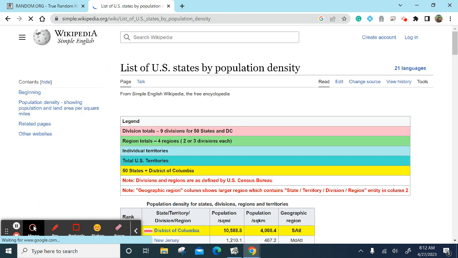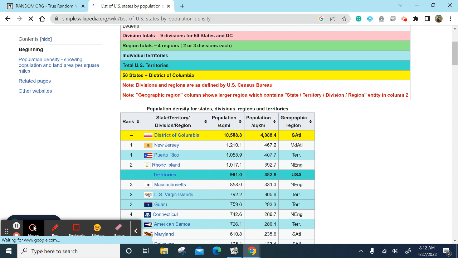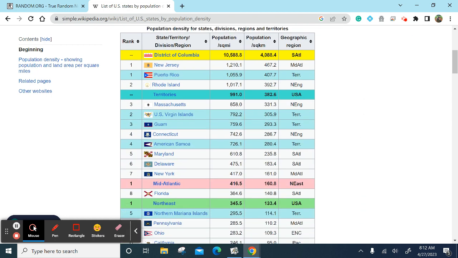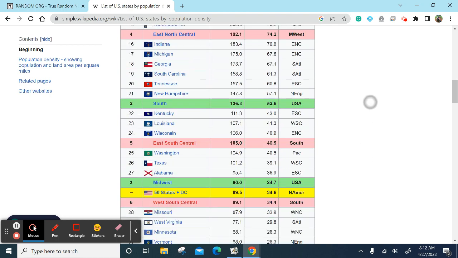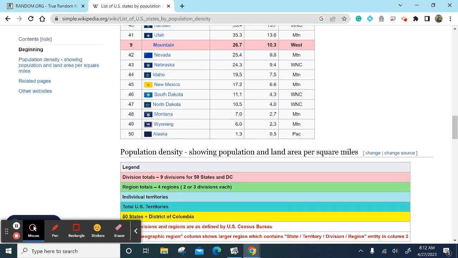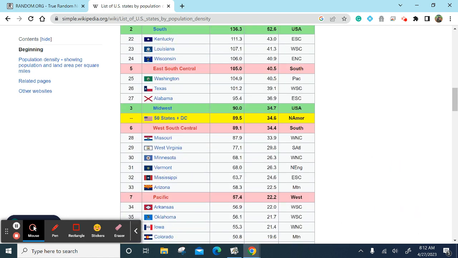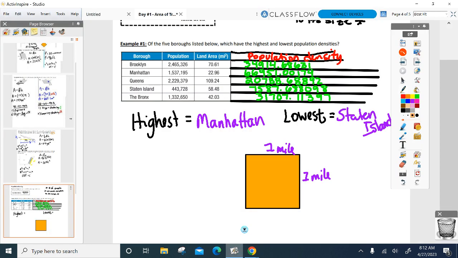All right, let's see. Oh, and New Jersey. Yeah, New Jersey. Rhode Island was up there, number 2. Yep, Massachusetts, Connecticut, so all the New England states, right? And then there we go. Alaska, Wyoming was right there too. Dakotas. So there you go. All right, highest and lowest population densities in the U.S. All right, good job.